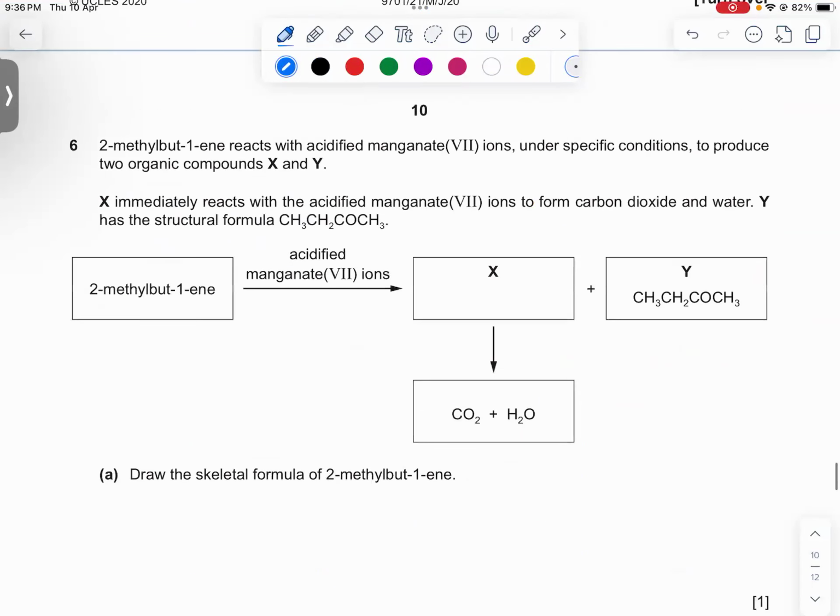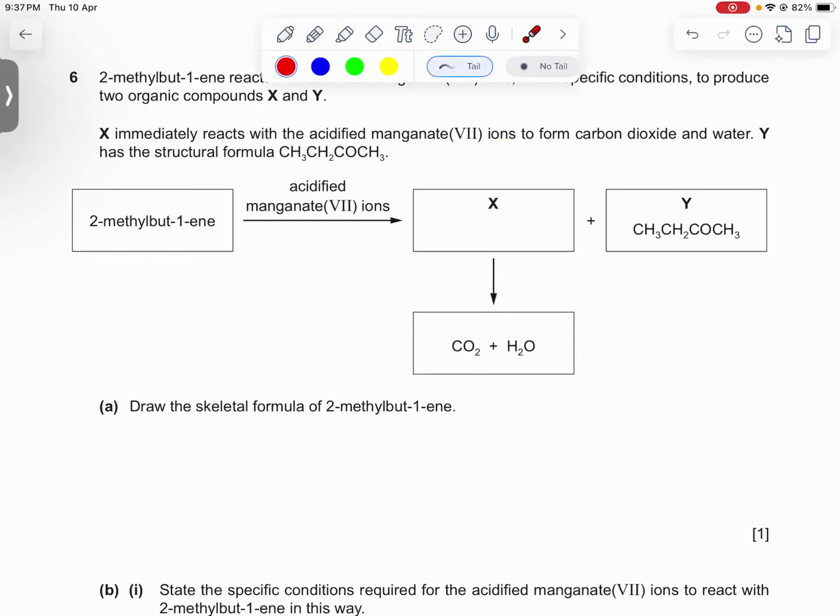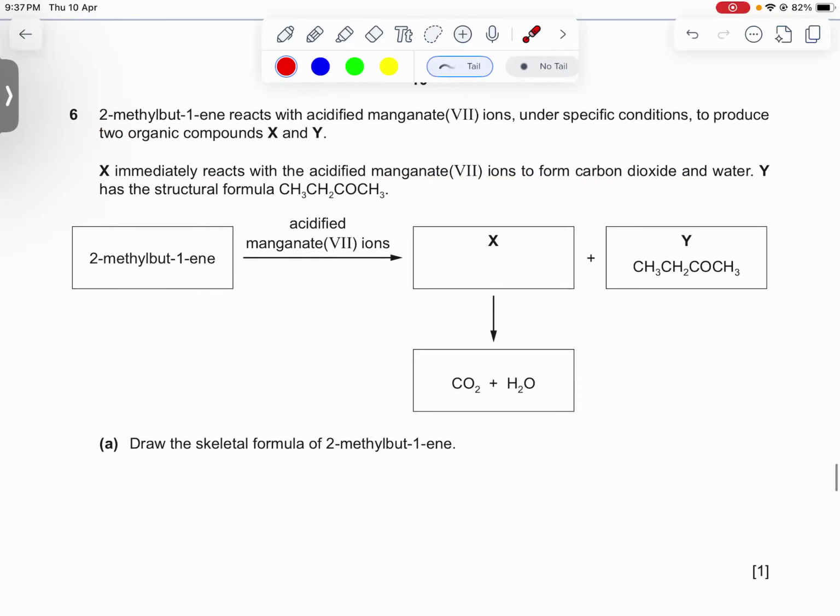On to the next question. I believe this is the final question of this paper. 2-methylbutadiene reacts with acidified manganate ions, something like potassium manganate, under specific conditions to produce two organic compounds X and Y. So it is an alkene. X immediately reacts with acidified manganate ions to form carbon dioxide and water. Y has the structural formula CH3CH2COCH3.